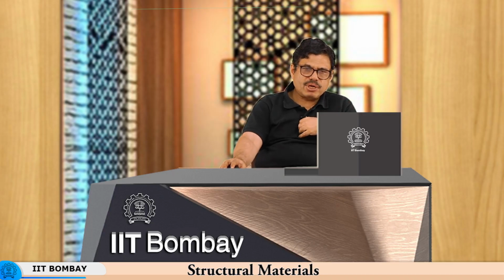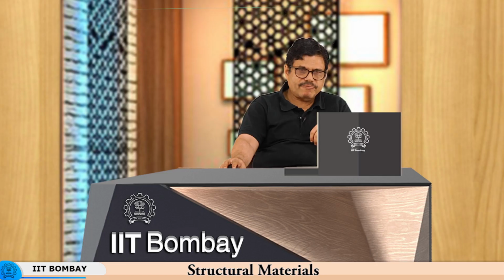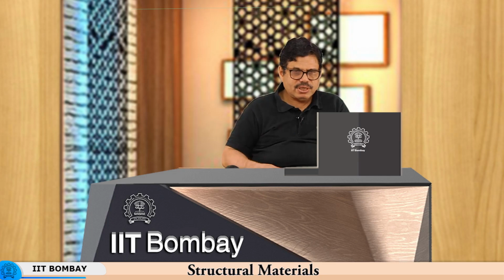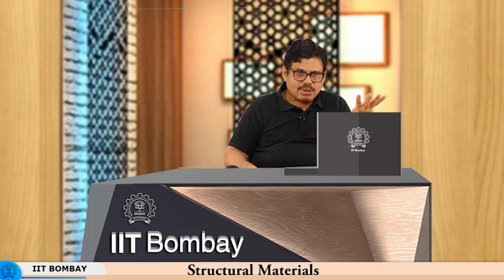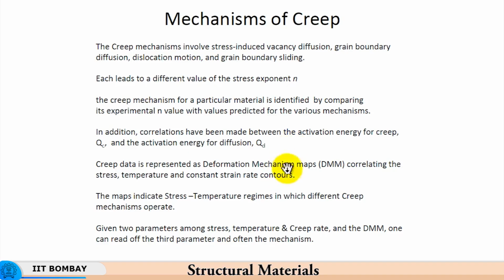The creep mechanism for a particular material is identified by comparing its experimental n value with the values predicted for various mechanisms, and correlations have been made between the activation energy for creep, that is QC, and the activation energy for diffusion. So, QC is the general term for activation energy for creep, but it takes different values depending on what kind of mechanism is operating. It could be QD or QG, where QG could be grain boundary diffusion, and QD could be stress induced vacancy diffusion. QC takes the value of those different kinds of activation energies.